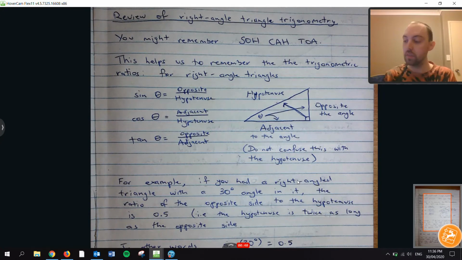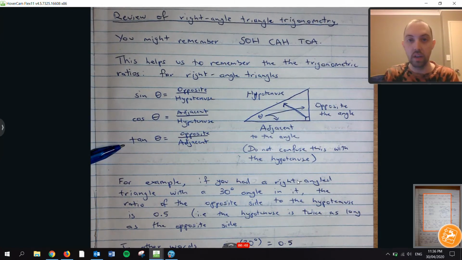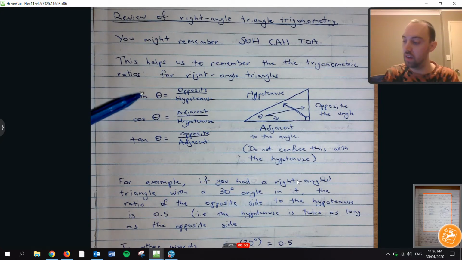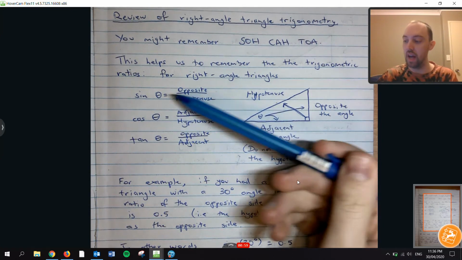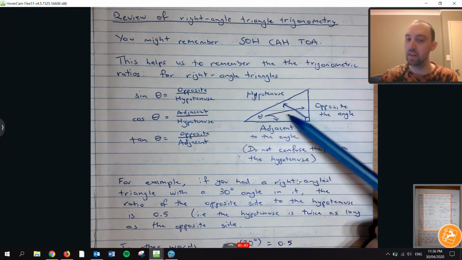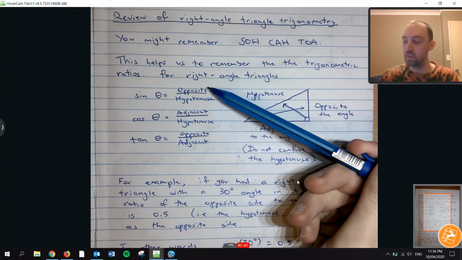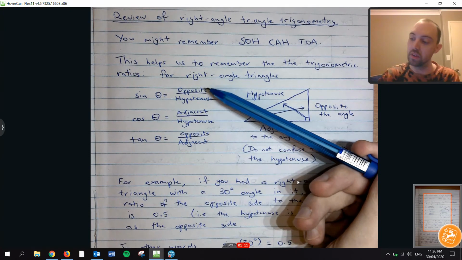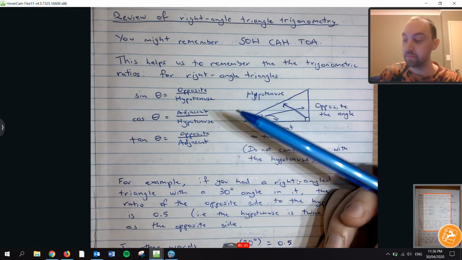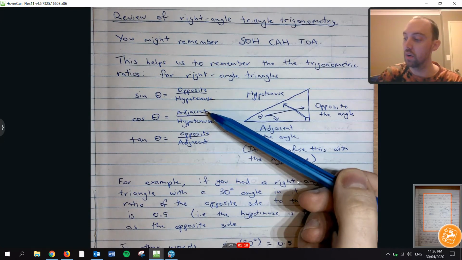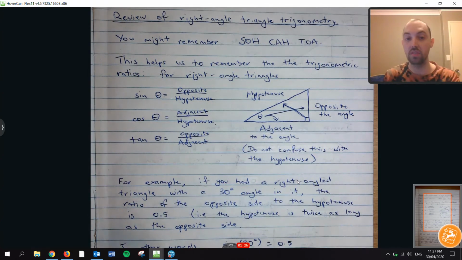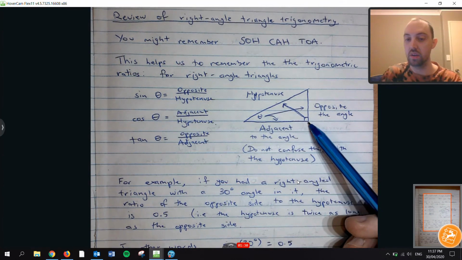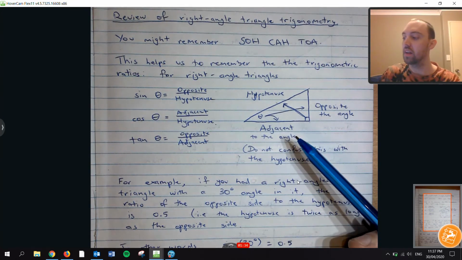quickly. So the three ratios that we're going to be talking about are sine, cosine, and tangent. The sine of an angle is the ratio of the opposite side to the hypotenuse. Now, you have cosine, which is the ratio of the adjacent to the hypotenuse, and tangent, which is the ratio of opposite to adjacent. Be careful because this only works for right angle triangles, so you want to make sure that you see the 90-degree angle or that you can demonstrate that it is 90 degrees at some stage.